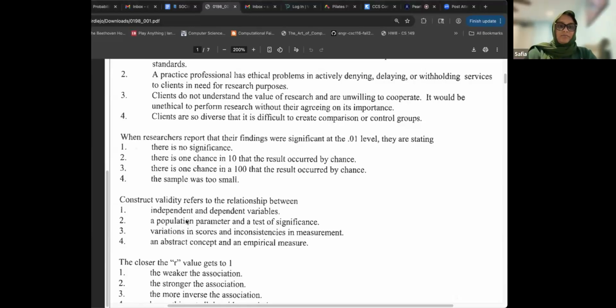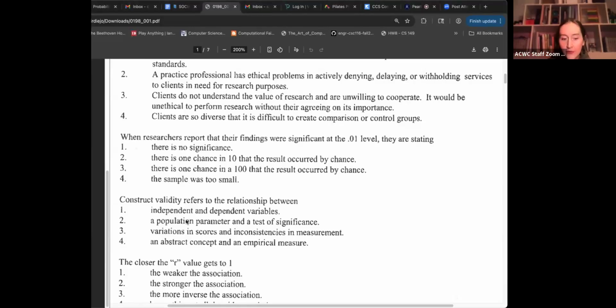Okay, so we have: construct validity refers to the relationship between, 1, independent and dependent variables, 2, a population parameter and a test of significance, 3, variations in scores and inconsistencies in measurement, or 4, a relationship between an abstract concept and an empirical measure.